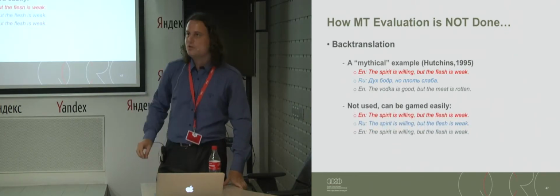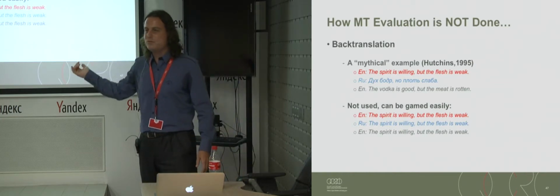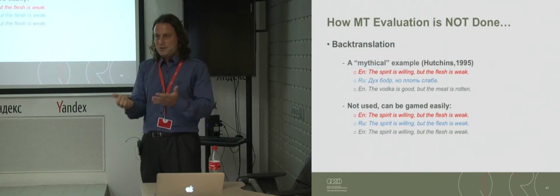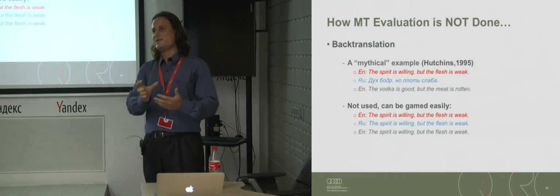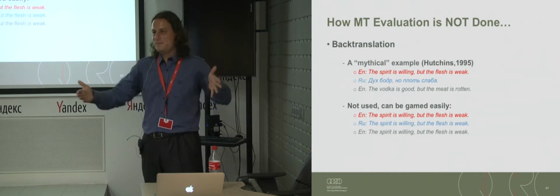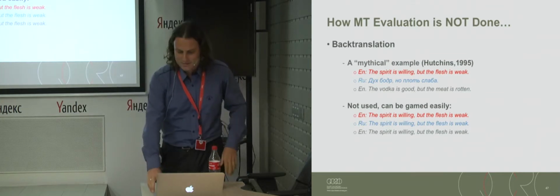The reason people don't use this is because it's very easy to cheat. If you want to be perfect, then you don't translate anything. You take the English, you keep the English as Russian, you say, I have translated it. Then you say, okay, translate it back. Okay, here it is. And then you get perfectly your input. So this is not a good way to measure the quality of translation.